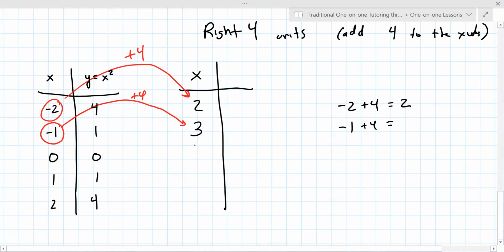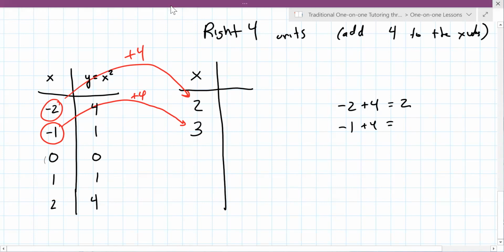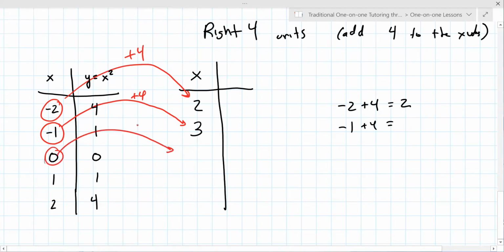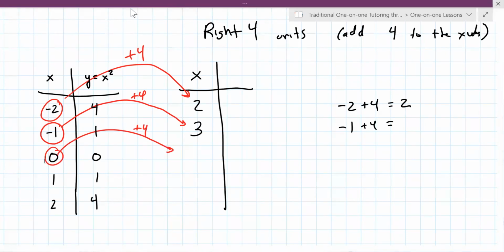All right, so 0 right there. What does 0 become when you add 4 to it? Well, if you add 0 to the 4, then it gives you a 4 right there. That's right. So 4.